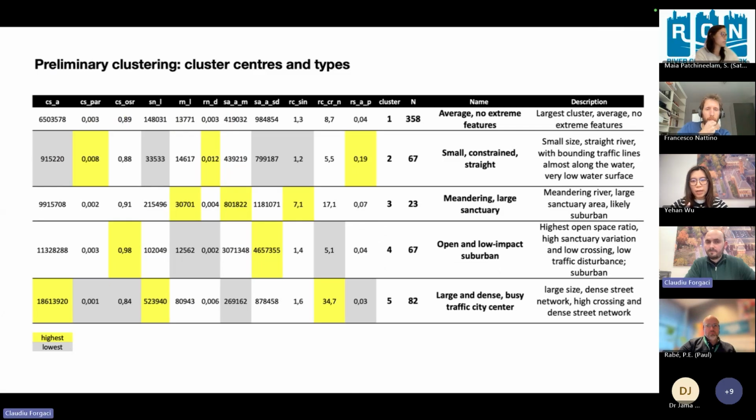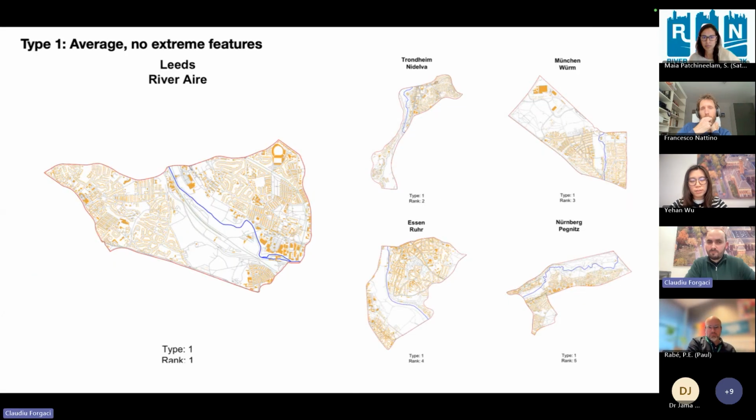And here are the 5 different types of clusters. This is maybe quite abstract to see, but in general, they are based on the variables that we can find for each type. There are some highest and lowest values in different variables. And here we can see it in a clearer way.